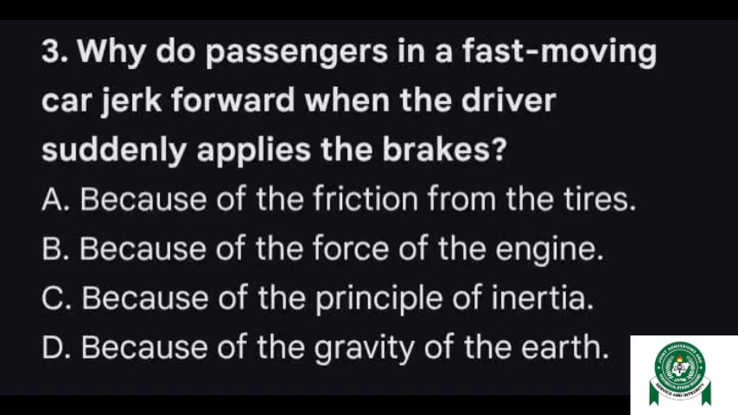If an object is moving, it wants to keep moving. When the car is moving, your body is also moving at that speed. Your body is moving at the speed of the car. When the car stops suddenly, your body, due to inertia, tries to keep moving forward at the old speed, which causes the jerk. So the correct option there is option C, because of the principle of inertia.